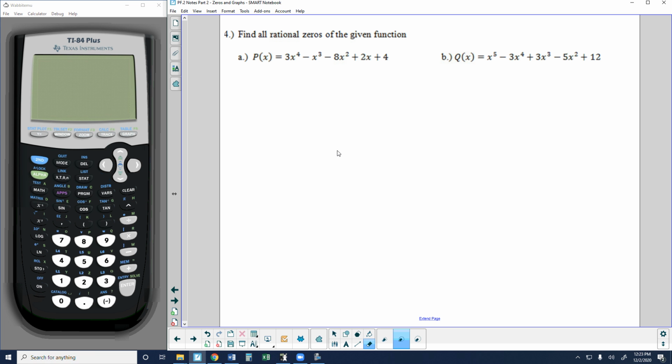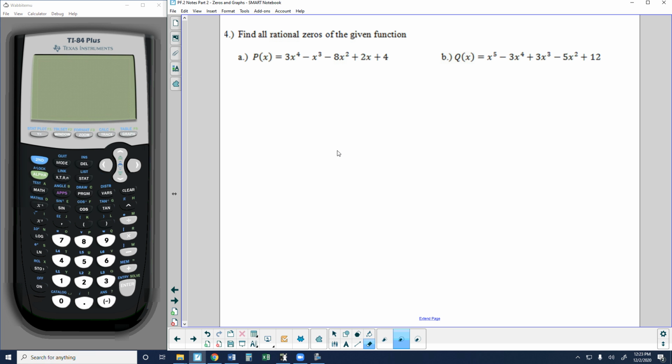So let's go ahead and take a look at problem number 4 in your notes. It says find all rational zeros of the given function. So we want to find the rational zeros here, which means we want to set the equation equal to 0 and solve if we can. Now, one of the methods that we've explored working with this has been factoring.